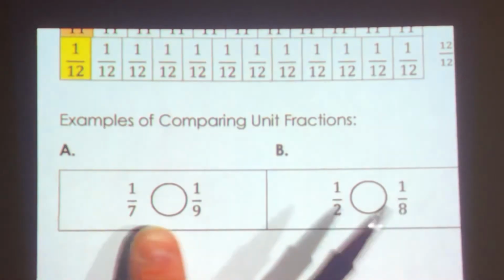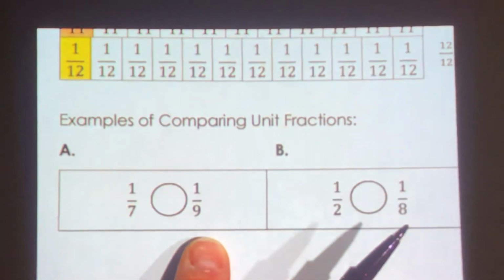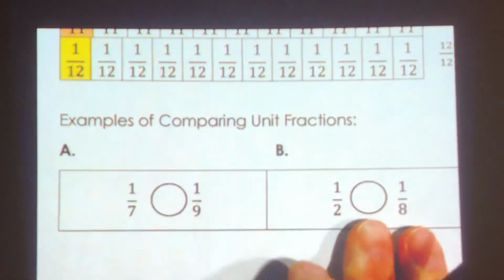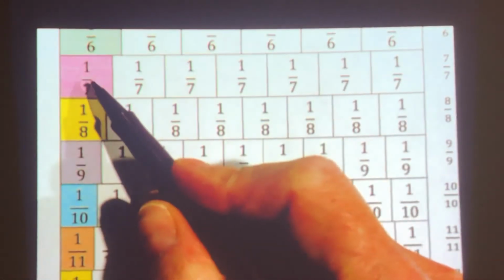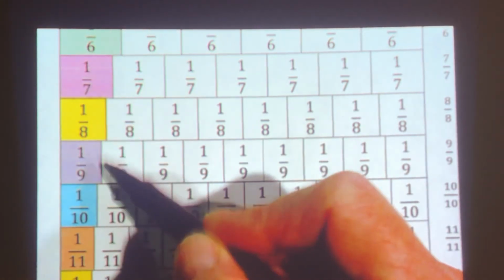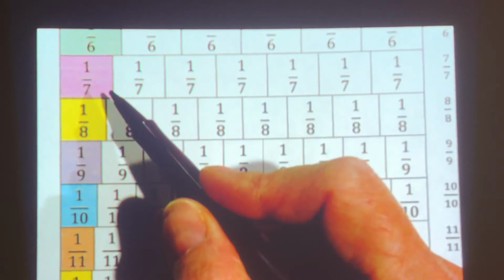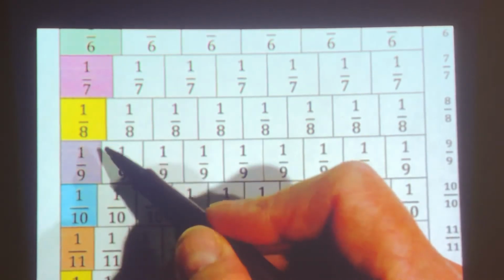So for letter A, I have 1/7 compared to 1/9. Now maybe you're thinking, well, 9 is more than 7, so wouldn't 1/9 be greater? If you look up at your fraction bars here, here is 1/7. Here is 1/9. Which one takes up more space? 1/7 does. That means 1/7 is greater than 1/9.